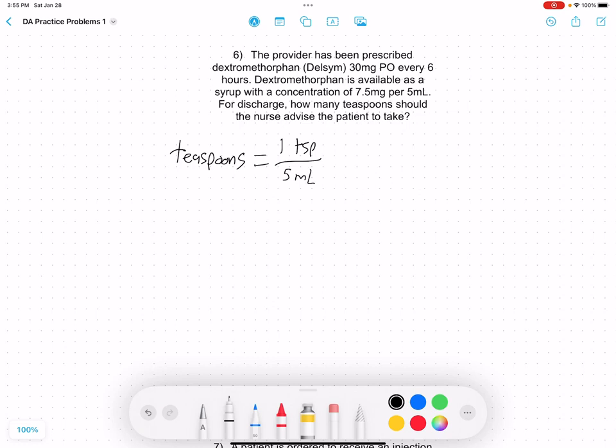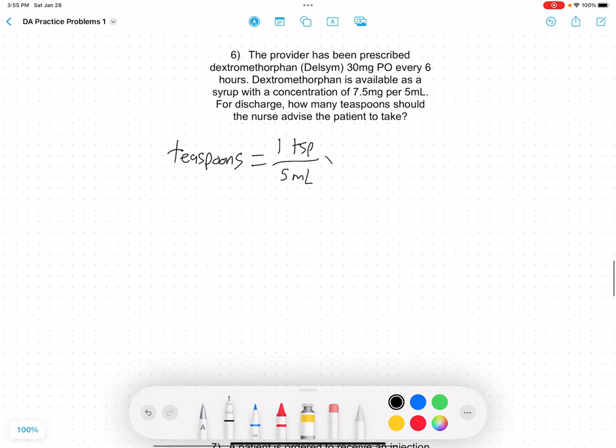If you don't know that, memorize it. It's very important that you know what your conversion rates are for each type of common unit. 1 teaspoon, 5 mils, 1 tablespoon, 15 mils. All right, next step, our next fraction.